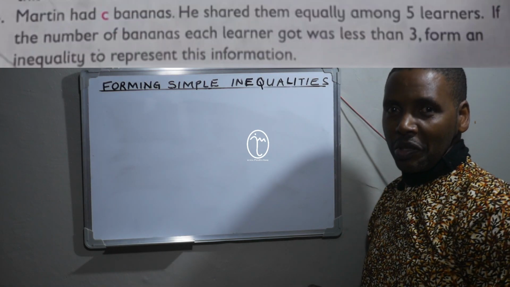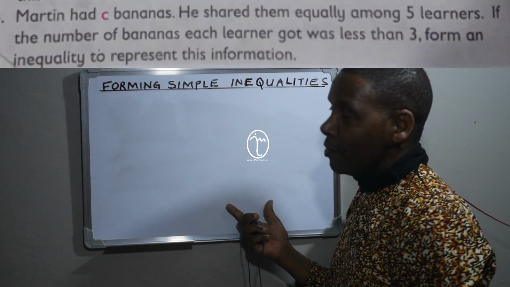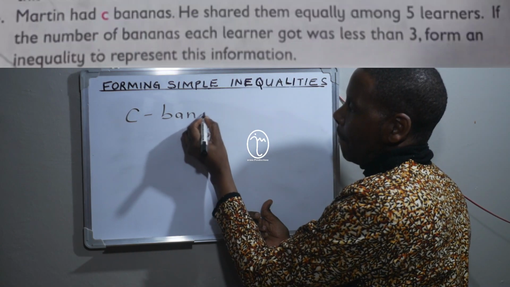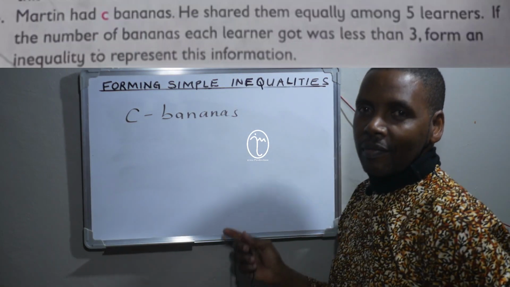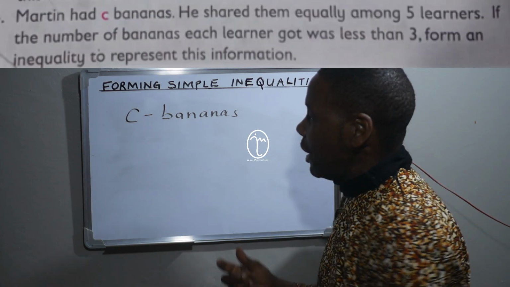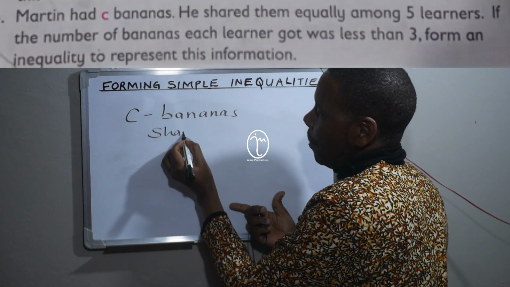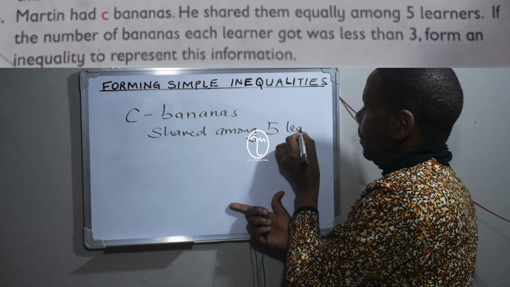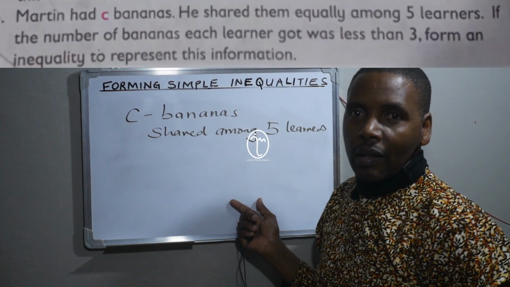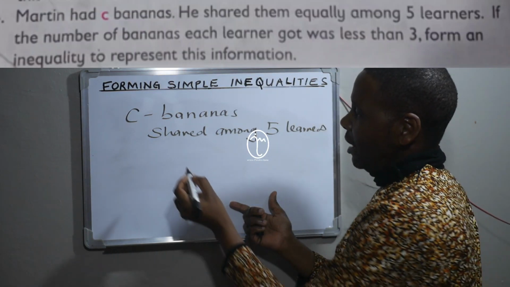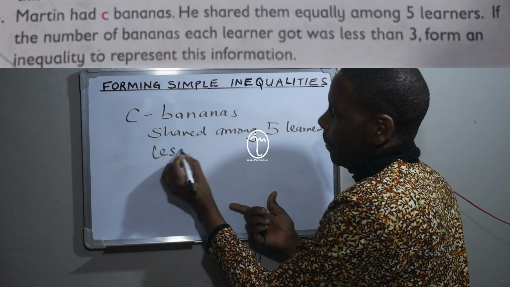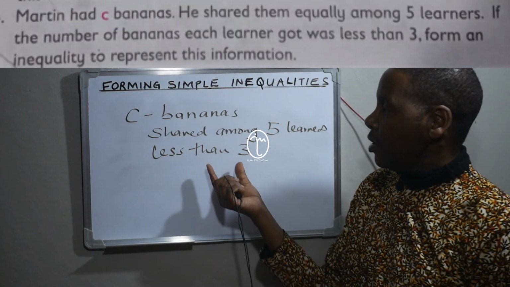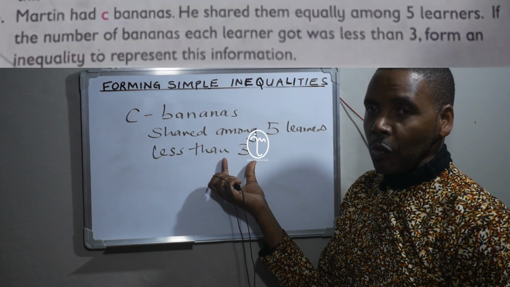So in this question, we are going to write the items that are involved, and we have the number of bananas that he had, that is C bananas, and then he shared them among 5 learners. And then we are also told that each learner got less than 3. So this information is enough for us to form now a simple inequality.